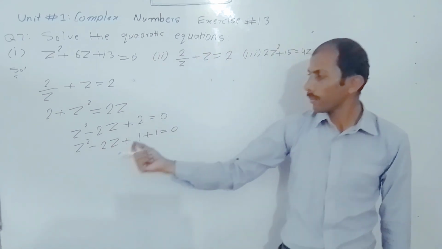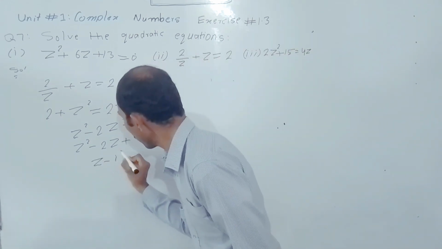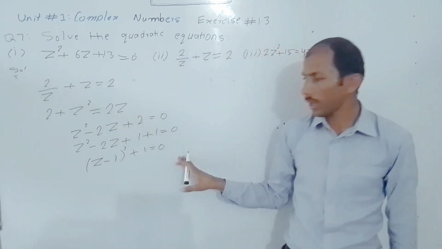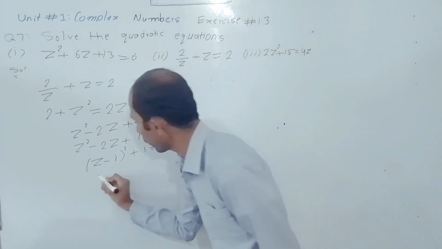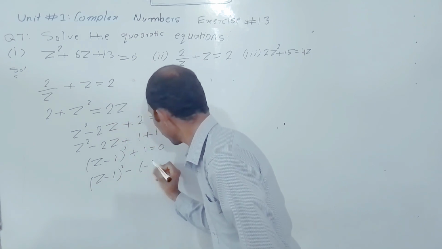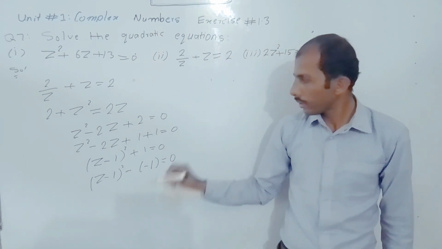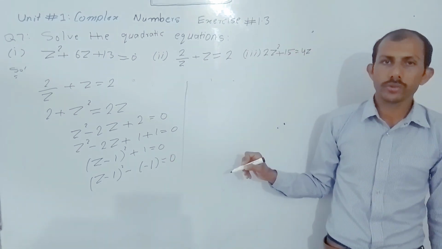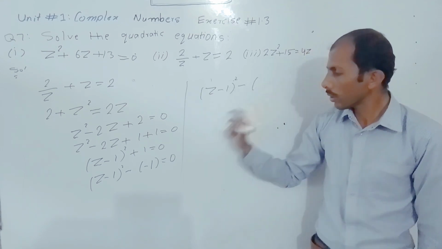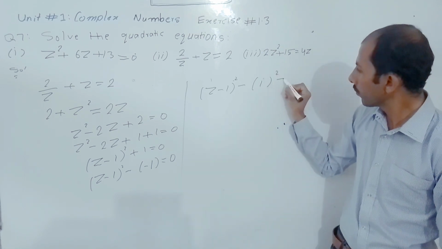So next, z square minus 2z plus 1 can also be written in the form of (z minus 1) whole square plus 1 equal to 0. So next, (z minus 1) whole square minus into minus 1 equal to 0. So next, (z minus 1) whole square, minus into minus 1 is equal to iota square, which is equal to 0.